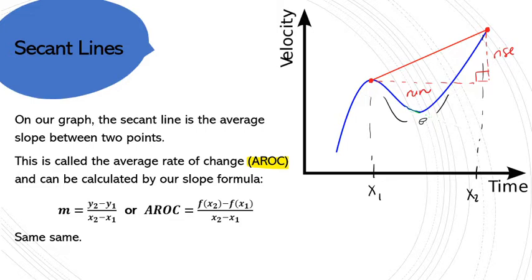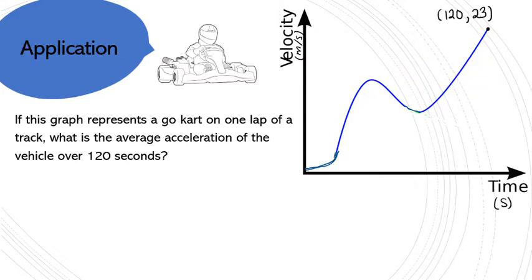So we can use our slope formula, which was y2 minus y1 over x2 minus x1. We can make it slightly fancier by making it f of x2 minus f of x1 divided by x2 minus x1, but it's the same thing. So how could this have an application? Well, I have a velocity to time graph, which means I'm talking about acceleration. So if I want the average rate of change over this time, then I'm going to get the average acceleration.